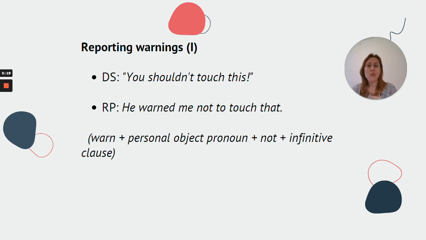In direct speech, when reporting this warning, you shouldn't touch this. When we report it, he warned me not to touch that, right? So we use the verb warn plus the personal object pronoun plus not plus the infinitive form, infinitive clause.